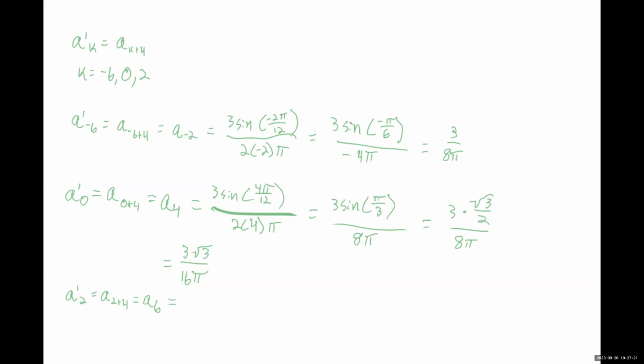All right, so we're going to get 3 sine of 6 pi over 12 divided by 2 times 6 pi. That's just going to give us 3 sine pi over 2 divided by 12 pi. This one I do know is 1. So we're going to get 3 over 12 pi, which is equal to 1 over 4 pi. And that is going to be our a prime of 2 value.